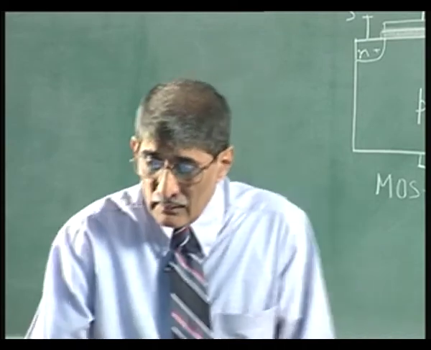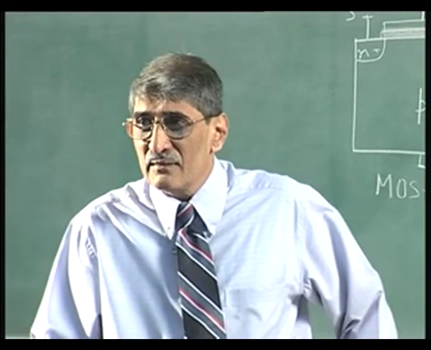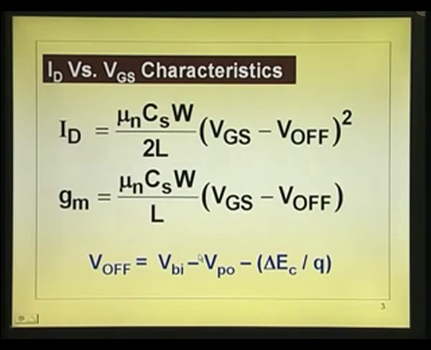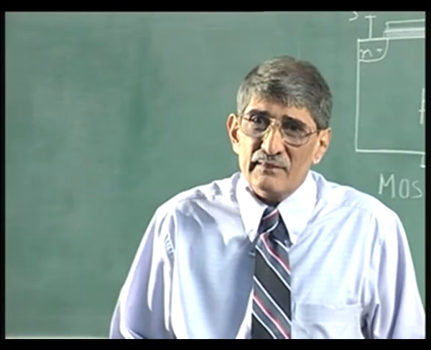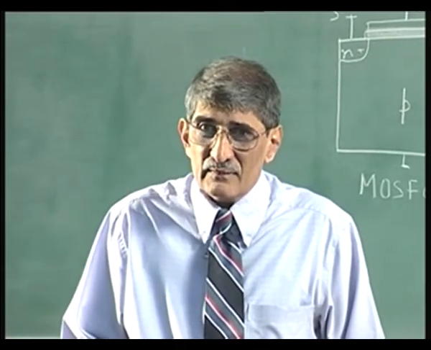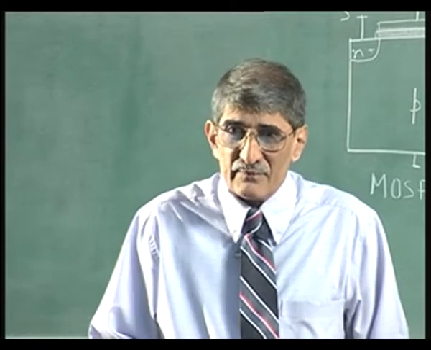Okay. Now, you can make this an enhancement type of device by making this quantity positive. It will be more positive than delta Ec by q. How do you make this more positive? We make it more positive by making Vp0 less. So, by making the AlGaAs layer thinner, you can make this quantity more positive. Okay, so the entire theme of the HEMT is, you can have a depletion type of device or an enhancement type of device. Whatever be the case, the operation of the device is similar to MOSFET. You can see the difference.